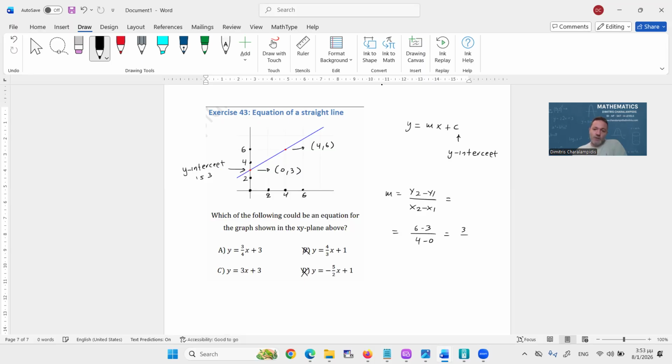That is equal to 3/4. So obviously it should be A. y is 3/4 x plus 3.